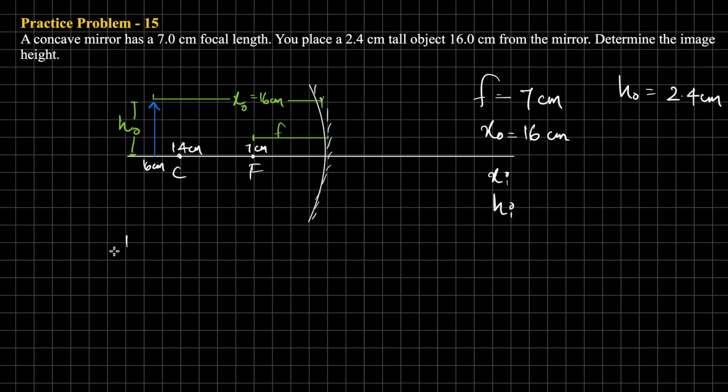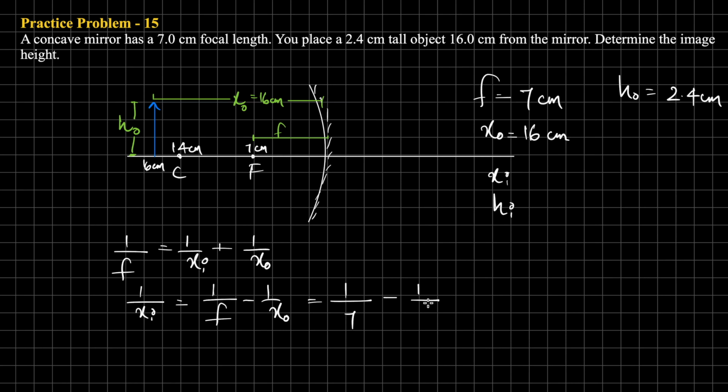Let's use the mirror equation. 1 by F equals 1 by Xi plus 1 by Xo. We need to find the position of the image Xi. Rearranging, 1 by Xi equals 1 by F minus 1 by Xo. Substitute the values. F is 7, minus 1 over Xo, which is 16. Cross multiply. 16 times 1 is 16, minus 7 times 1 is 7, divided by 7 times 16. 16 minus 7 is 9. 9 over 16 times 7 is 112. That is 1 over Xi.